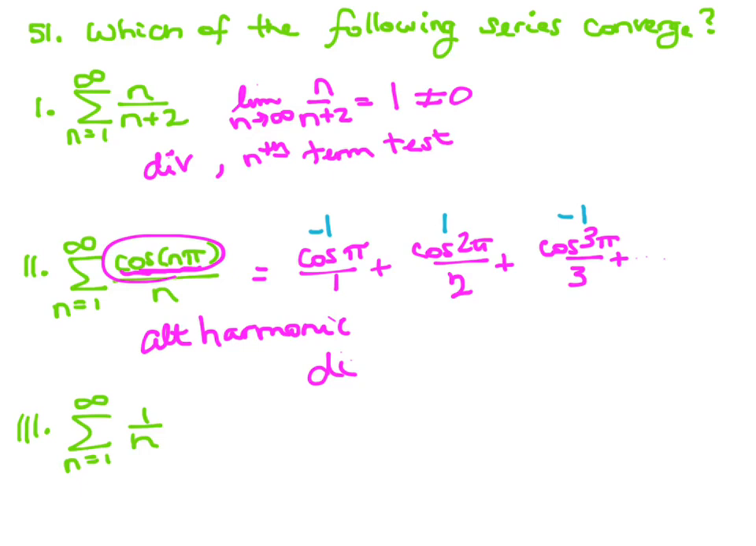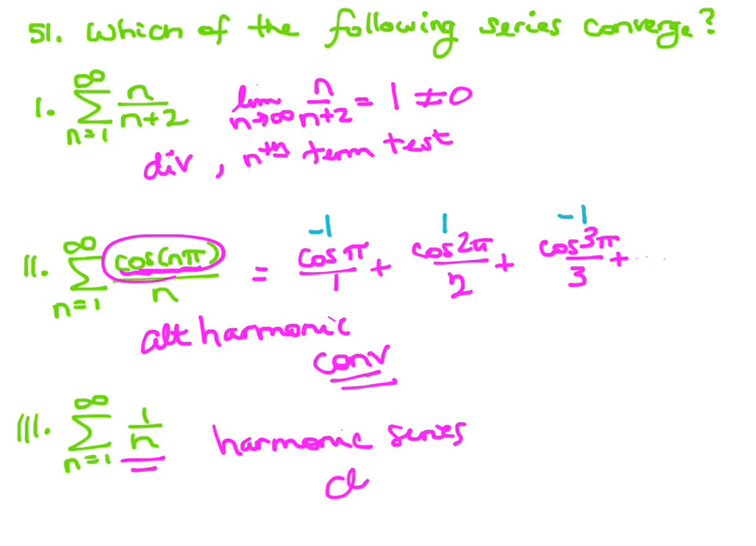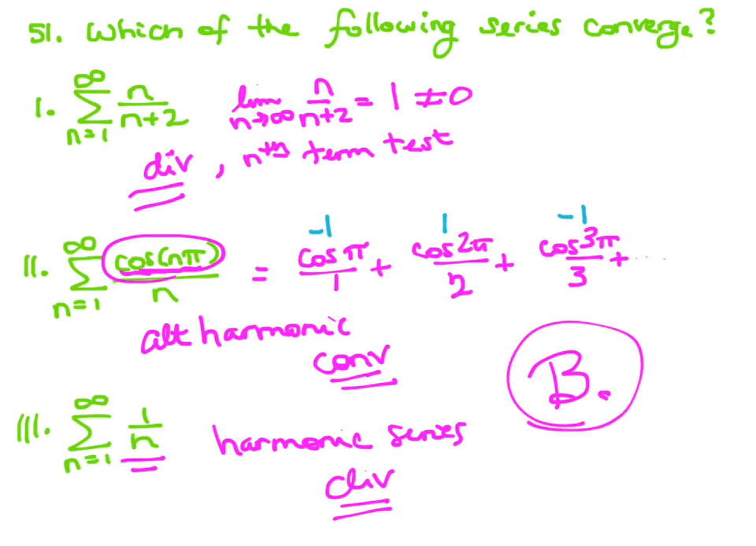And that series diverges. I'm sorry, it's late. That series, the alternating harmonic series, converges. The last one, number 3, is the harmonic series, which diverges. Duh. Harmonic series diverges. Okay, and so we have the first one diverging and the last one diverging. The only one that's converging there is number 2, which gives us answer B.